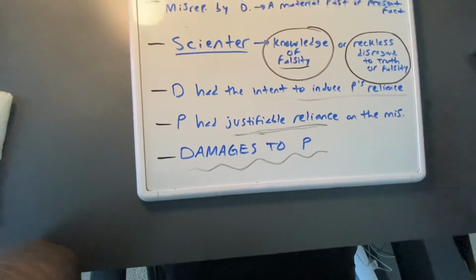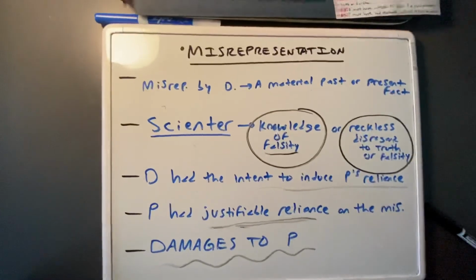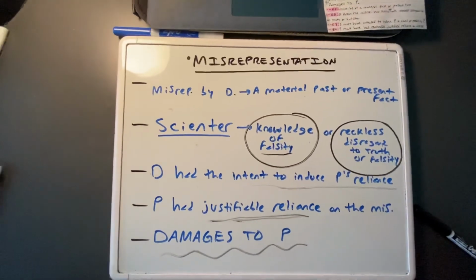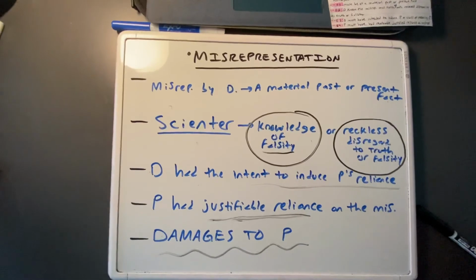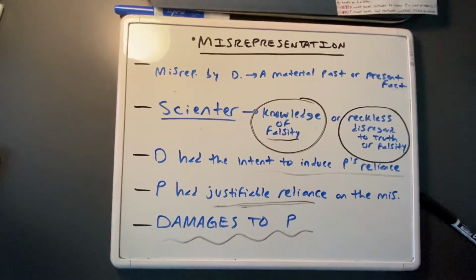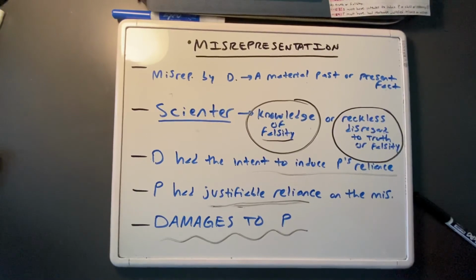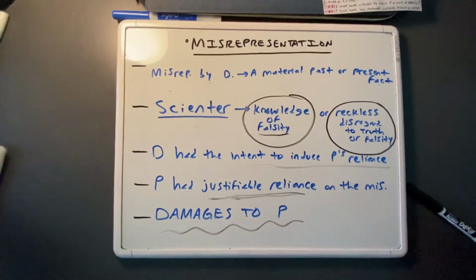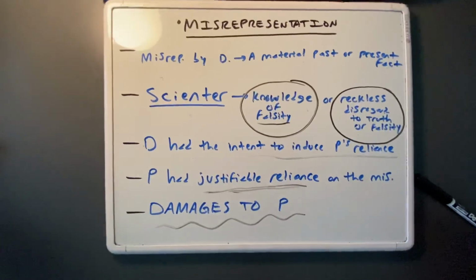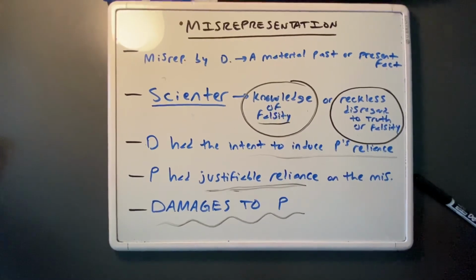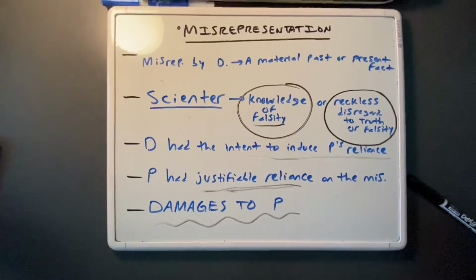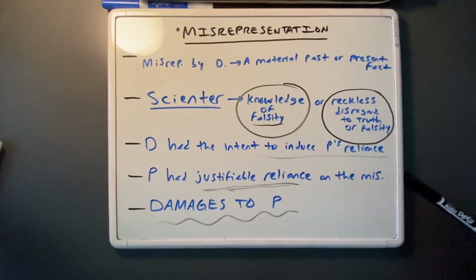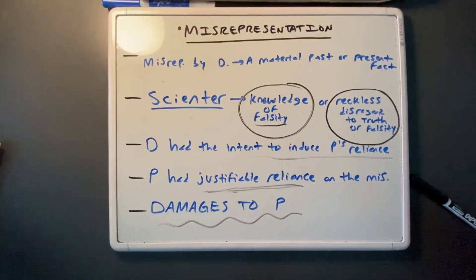So quick review here. Intentional misrepresentation: the defendant made a past or present fact, not an opinion, but a factual statement to the plaintiff, and the defendant had scienter, that the defendant knew the falsity of that statement or had reckless disregard to its truth or falsity. The defendant wanted to induce the plaintiff's reliance on that false statement in order to trick that person or get money from that person, or whatever the situation is. The key thing for element number 3 is that the defendant intended to induce the plaintiff's reliance.